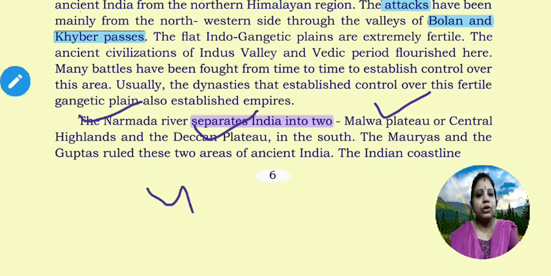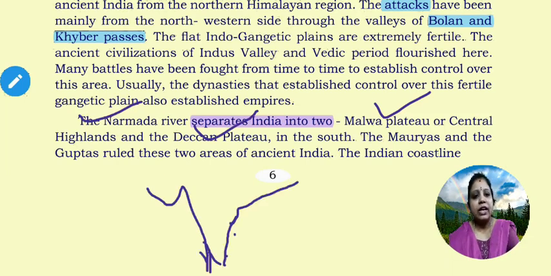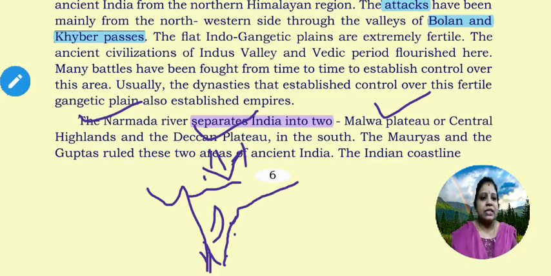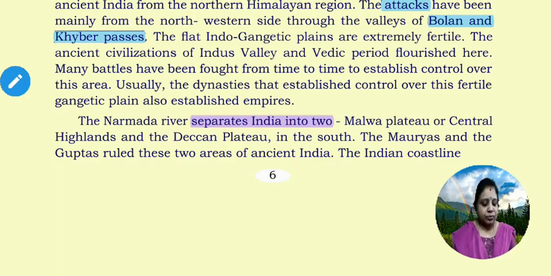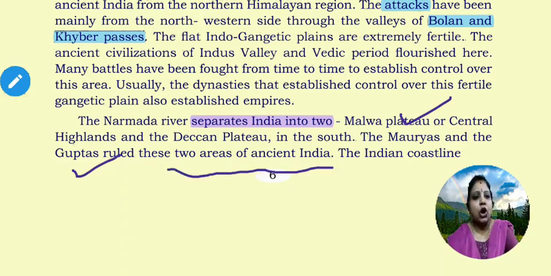Now I will show you these important plateaus. Here it is river Narmada, and above the Narmada is the Malwa Plateau, and here it is the Deccan Plateau. So this is the important physical feature we find in the southern part of India. Some of the important dynasties, I think you have heard about the Mauryas, and the king Ashoka will come, and the Gupta period. The Gupta rulers ruled these two important areas of ancient India, the Mauryas and the Guptas.